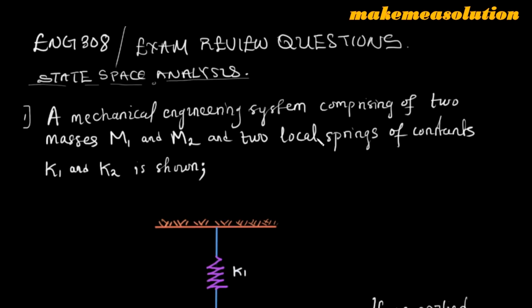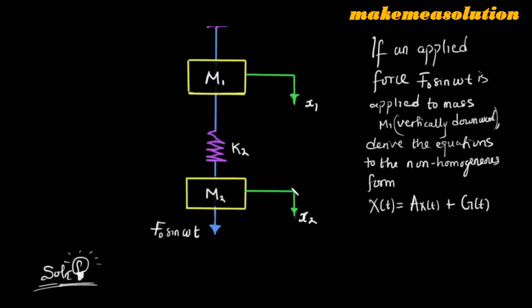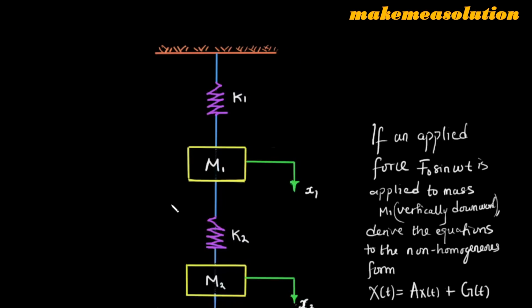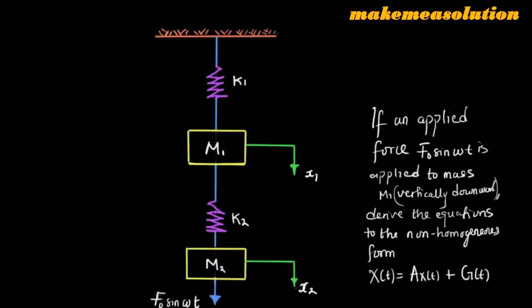So we are treating another examination question on state space analysis. This is the prominent double mass spring system, and this is the question. A mechanical engineering system comprises two masses m1 and m2 and two linear springs of constants k1 and k2 shown below. This is the double mass spring system.